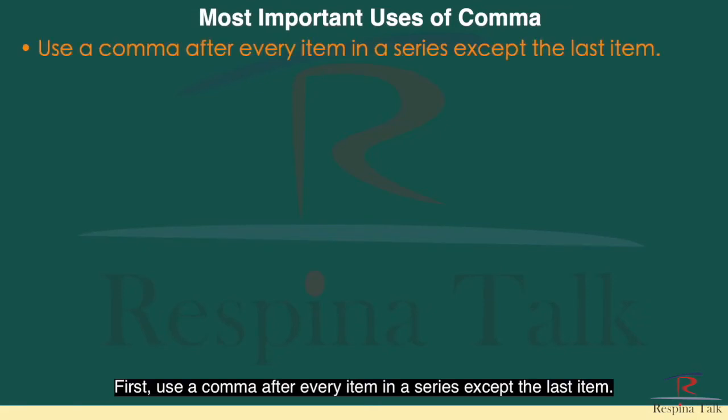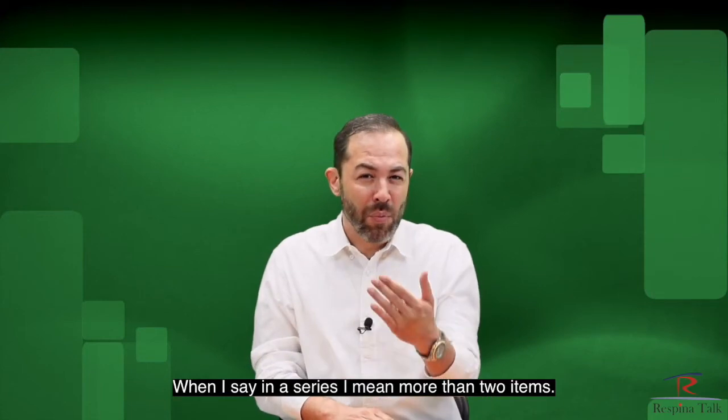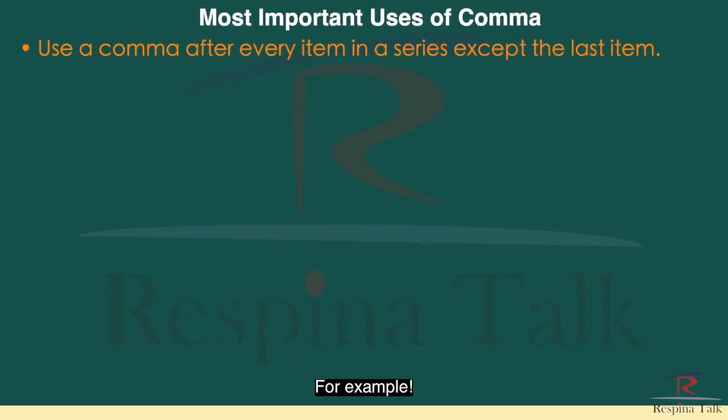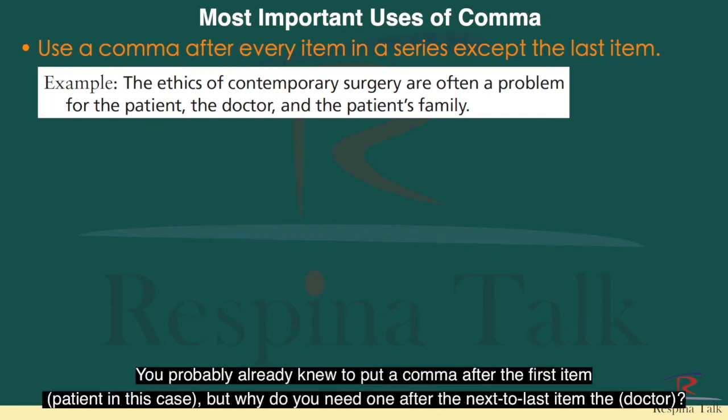First, use a comma after every item in a series except the last item. When I say in a series, I mean more than 2 items. For example, the ethics of contemporary surgery are often a problem for the patient, the doctor, and the patient's family. You probably already knew to put a comma after the first item, patient in this case. But why do you need one after the next to last item, the doctor?